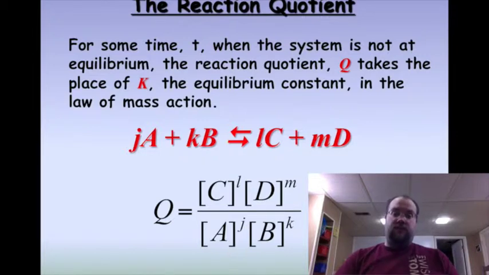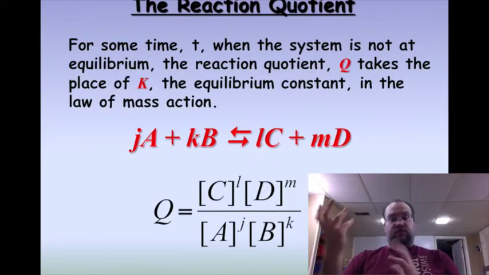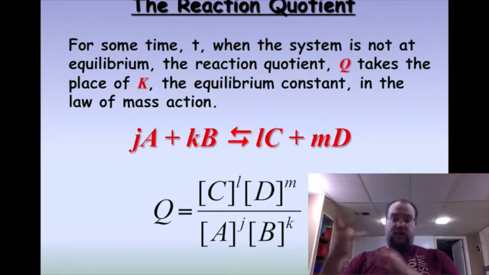The only difference is Q is not taken at equilibrium. At equilibrium, the rates are equal, so my forward and reverse reaction rates are the same. We don't see an appreciable change in concentrations. I might have a ton of product and very little reactant, and I might still have atoms switching from reactant to product and product to reactant, but they do it at the same rate, so we don't really see it at all.